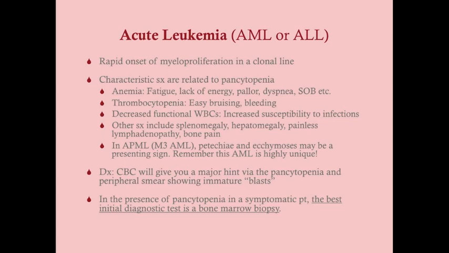then you're going to need to get a definitive test. A CBC is never definitive for leukemia, even if you do have blasts. So when you have pancytopenia in the presence of a symptomatic patient, the best initial and really the best final diagnostic test is a bone marrow biopsy. It's going to be through a bone marrow biopsy that you're going to be able to definitively diagnose that this patient indeed has acute leukemia or not, and you're going to be able to definitively diagnose what type of acute leukemia they have, either AML or ALL, and you'll be able to definitively diagnose what type of AML they have if it is indeed AML.